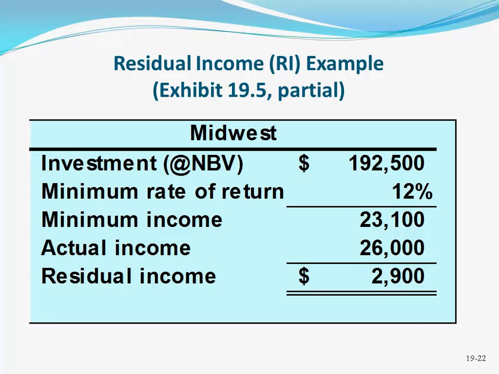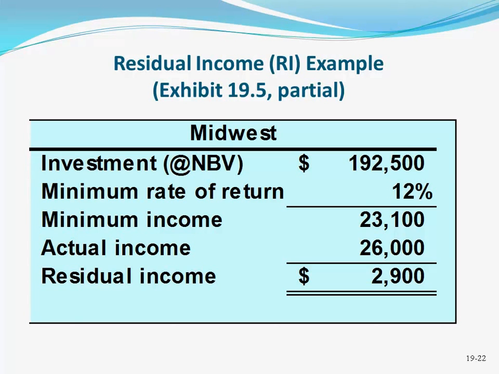So that's simple. You can do this calculation for each of the regional centers. You can do a calculation for each of the product lines. Any questions on how the residual income is calculated, or what it means?